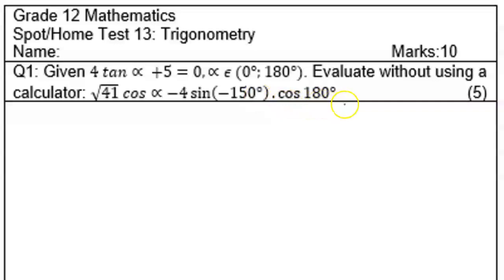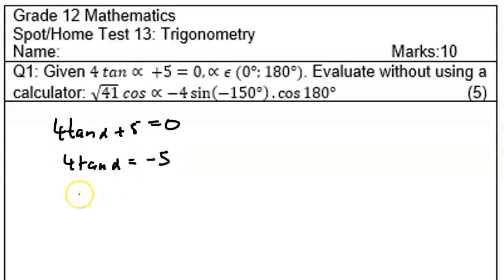So the first thing that we want to do here is we want to make tan alpha the subject of our equation. So this would be 4 tan alpha plus 5 equals 0, and you would get 4 tan alpha equals minus 5. Therefore tan alpha is minus 5 over 4.